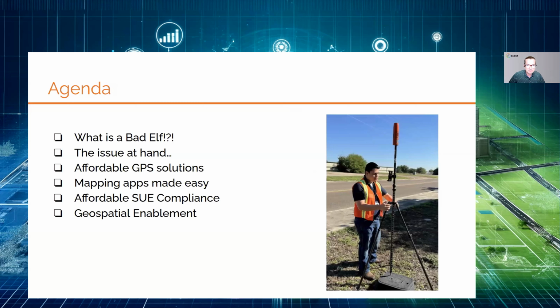While that is tabulating, what we are going to be talking about is what is Bad Elf. I'm sure there are a few of you out there that have no idea what Bad Elf is. I want to really focus primarily on one issue, or a set of issues, that I say plague the subsurface utility engineering market. We're going to talk about Bad Elf's affordable GPS solutions. We're going to talk about some very affordable and simple mapping apps that make your life easy, like PointMan and Esri, and how all of this really is pushing towards compliance for the ASCE SUE standards, and then a little bit of a call to action about Bad Elf's geospatial enablement team.